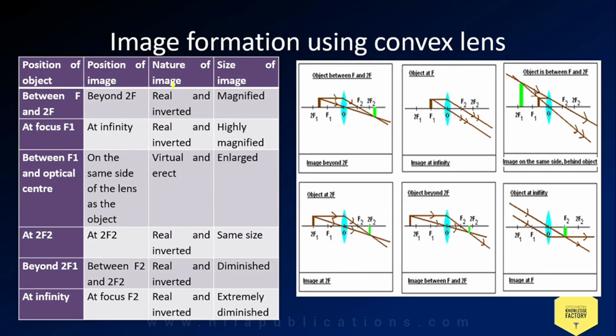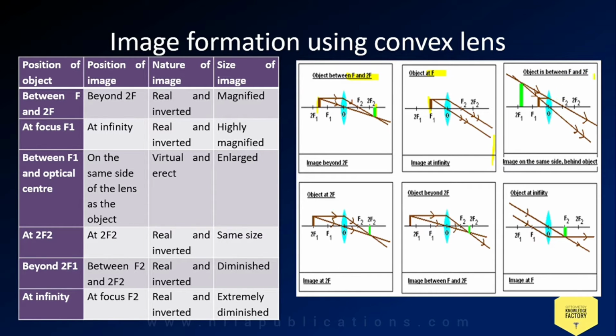Image formation using a convex lens. An image formed by a convex lens depends on the position of the object. When the object is placed between f and 2f, this brown line is the object, the image will form beyond 2f. This green line represents the image. It will be real, inverted and magnified. When the object is placed at f, this is the object, the image is formed at infinity and it will be real, inverted and highly magnified.